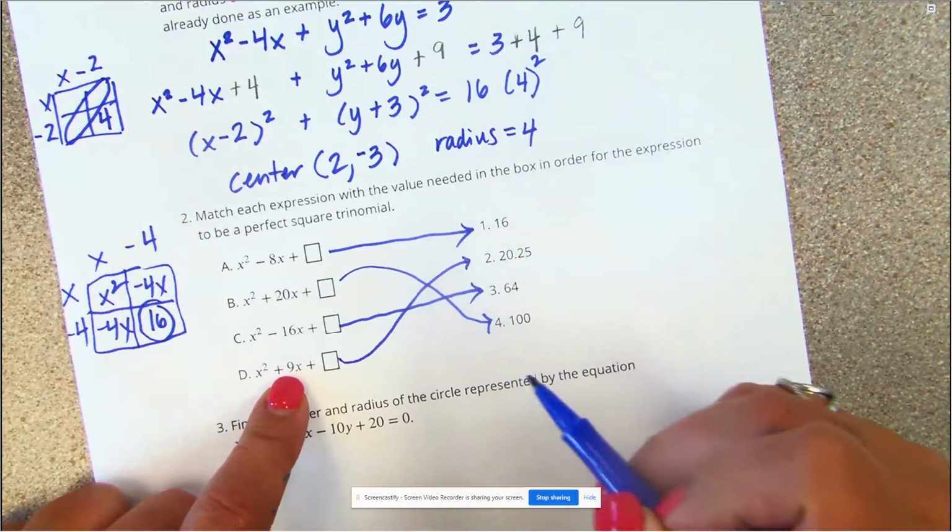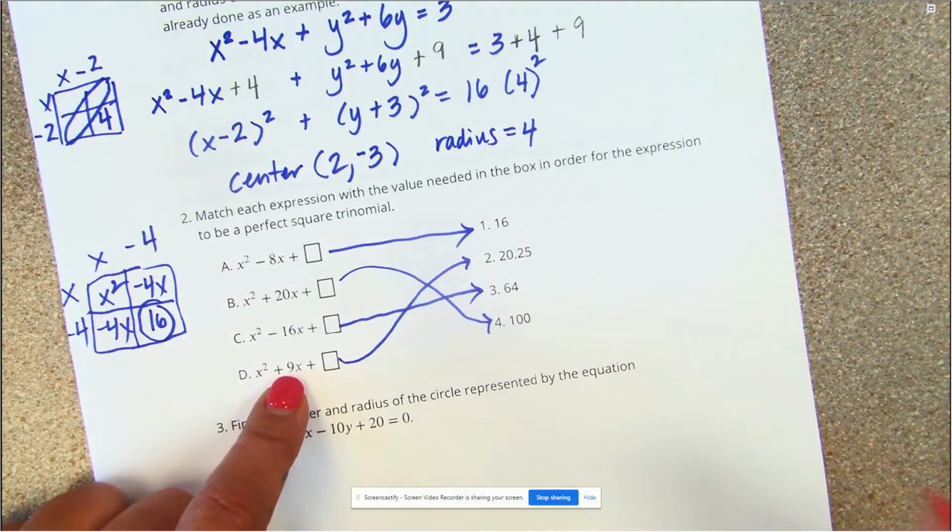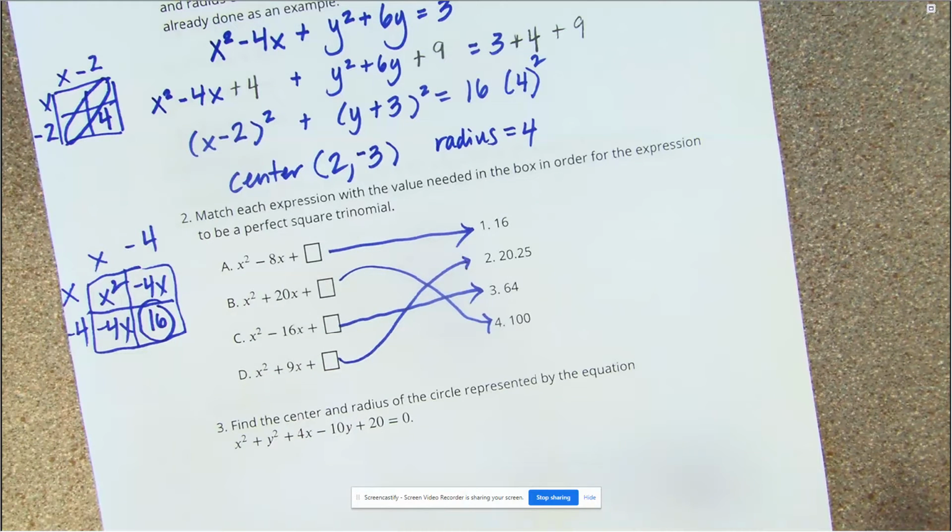I feel like the student book, maybe not, had a different problem, but nope. Find the center and radius of the circle represented by this equation here. Let's take a look.